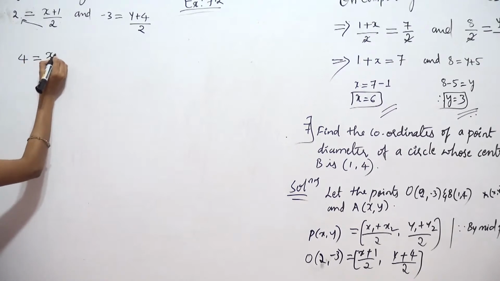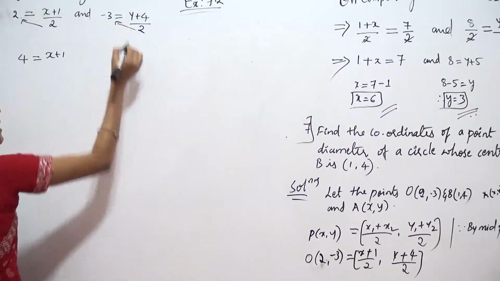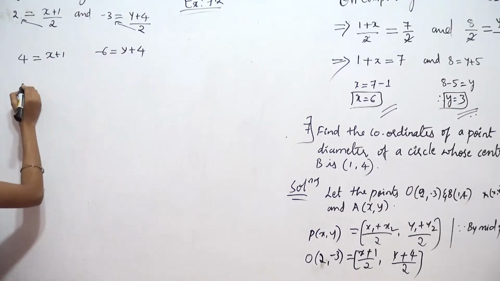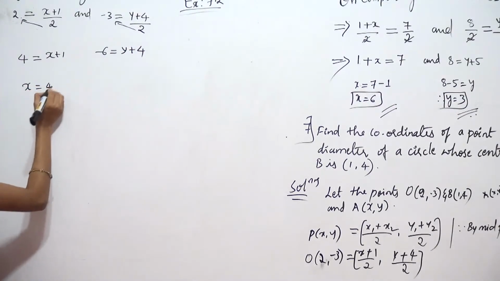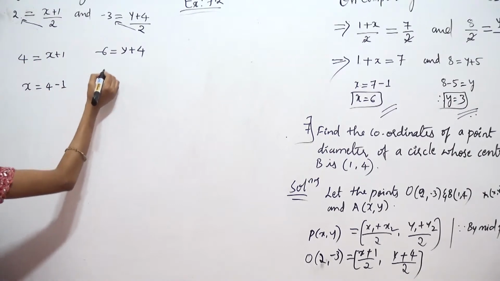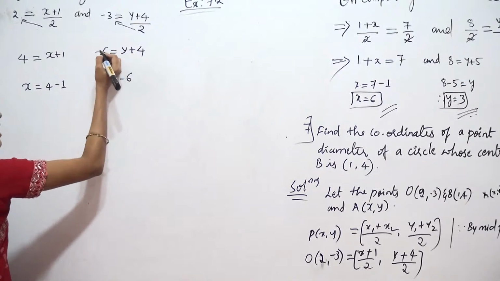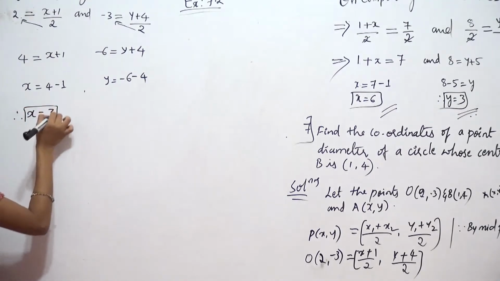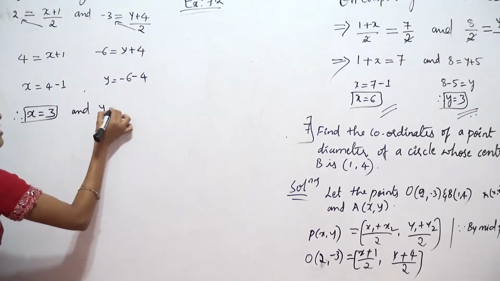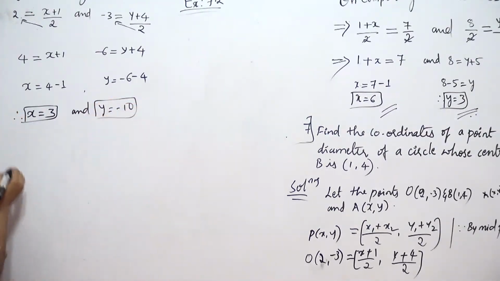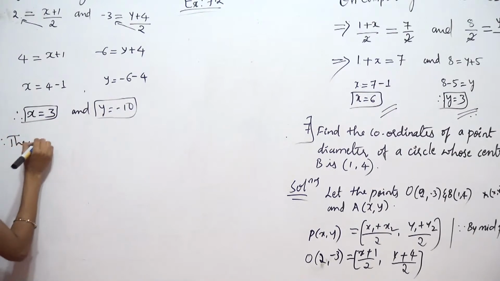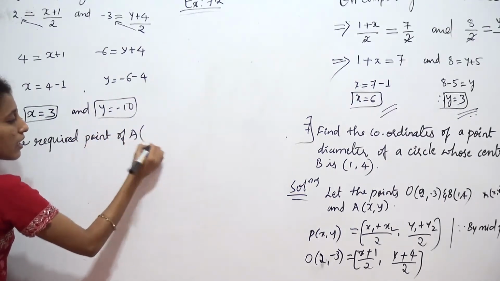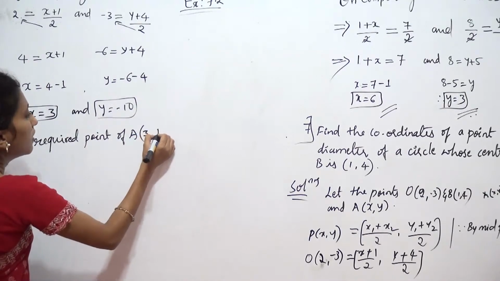Okay. So cross multiplying this, what will we get? 2 twos are 4, equals x plus 1. And here cross multiplying, 2 into -3, that is -6, is equal to y plus 4. Then x is equal to 4, and 1 goes across, meaning minus 1. Next, y is equal to -6, and 4 goes across, meaning minus 4. Therefore x is equal to 3 and y is equal to -10. Therefore the required point A is (3, -10).